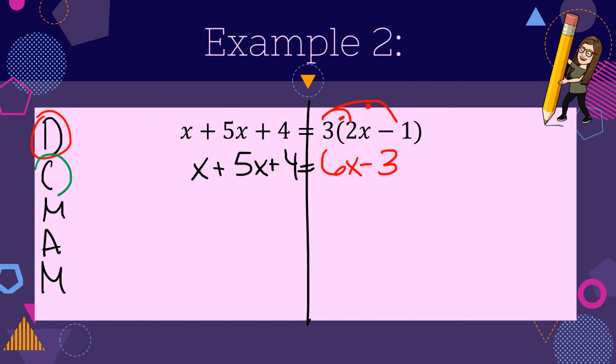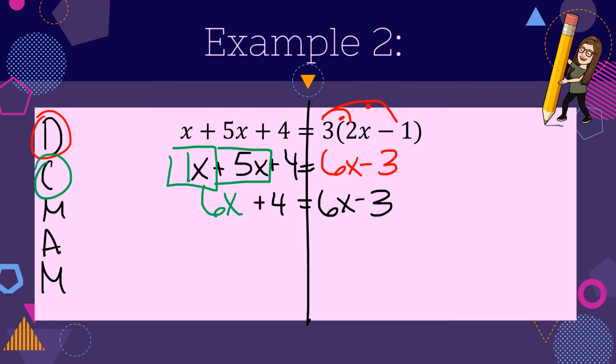Next step, combine. I have a 1x and a positive 5x. If I put those together, I have a positive 6x. Everything else falls down. My next step is move a variable. Instead of positive 6x, I'm going to minus 6x. And again, just like the previous, they both cancel. Still drop down your numbers, what's left over.